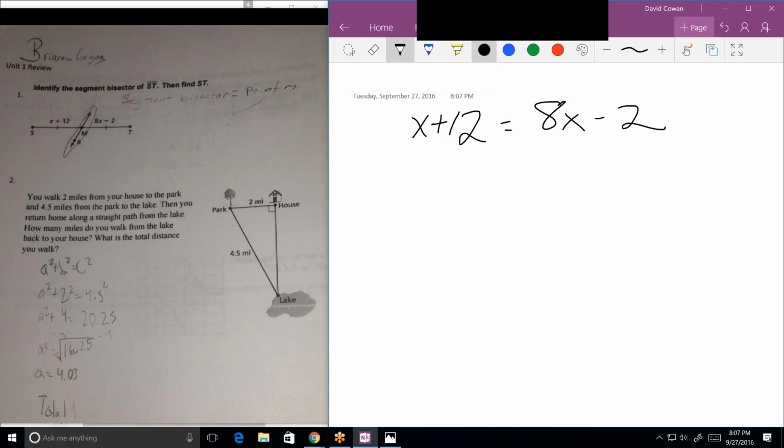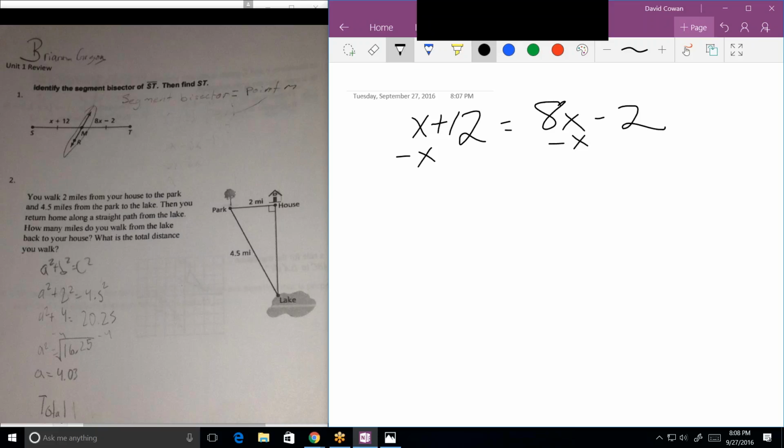That's like what I was having trouble with. I couldn't really figure out how to solve it. All right. We need to put our variables on one side and all of our numbers on the other. That's the way you solve a linear equation. So the first thing I'm going to do is subtract x from both sides. I subtract an x from there, I subtract an x from there.